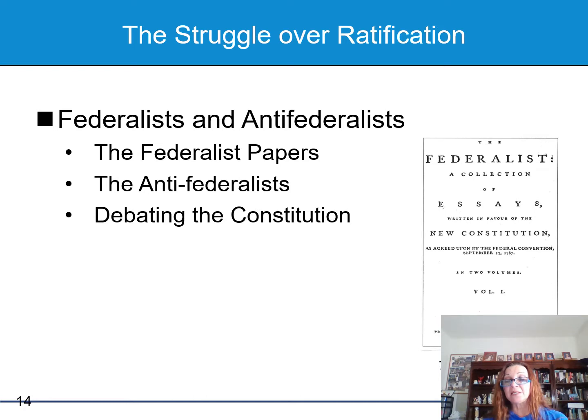In most of the states they will call what they call constitutional conventions. The issue of supporting or not supporting the Constitution will not go directly to the people. The state legislature will decide. And what we see is basically two groups emerging: the Federalists who supported the Constitution and the Anti-Federalists who opposed the Constitution. The Federalists are going to be the most well organized.